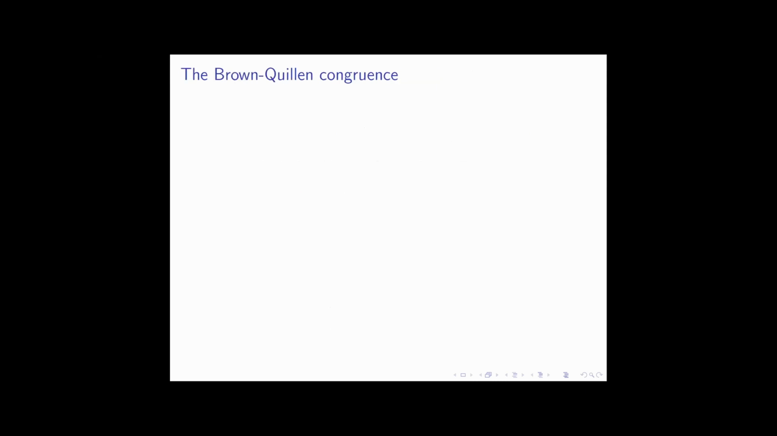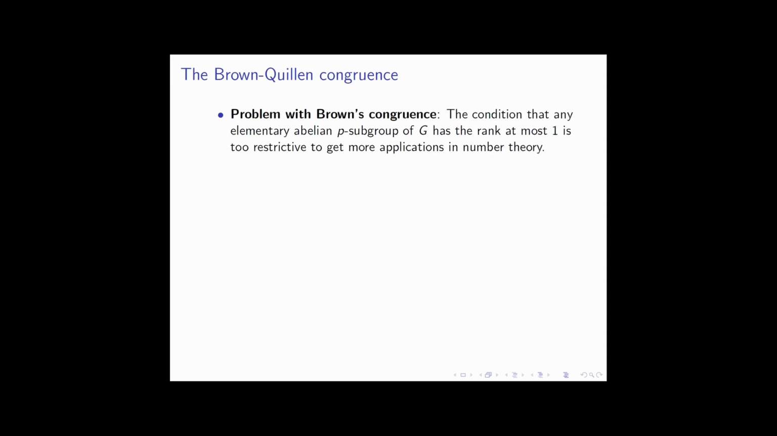Now we need more congruences here. So the next one is the Brown-Quillen congruence. Why do we need this? Well, was that not already good enough? The problem with Brown's congruence is that the condition that any elementary abelian subgroup of G has rank at most 1, which I asked for Brown's congruence, is just too restrictive to get more applications in number theory. We have some arithmetic groups and things like this in number theory, and if we start using these orbifold Euler characteristics, then maybe we discover some new results in number theory. But very few interesting groups satisfy this condition. Sorry to tell you this, but this is how it is.